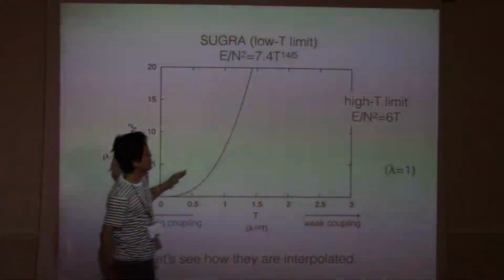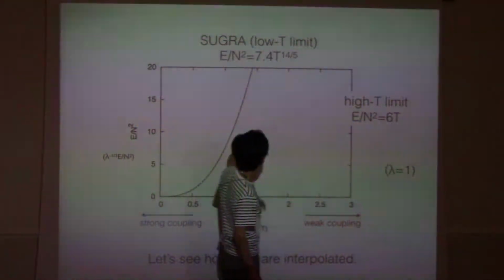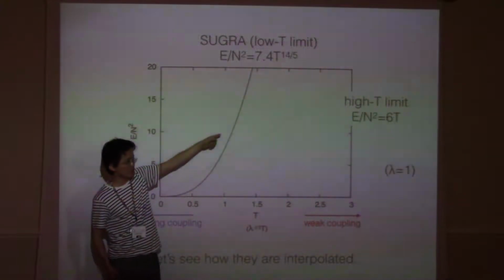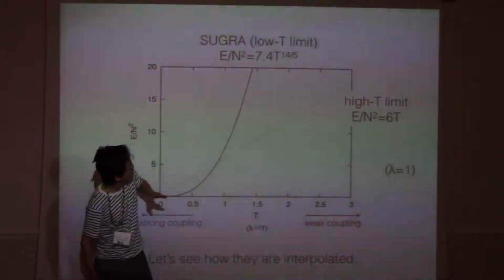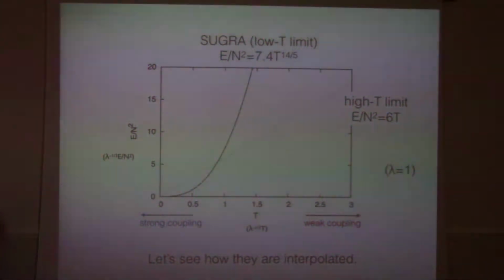At weak coupling, energy should scale like this. At strong coupling, low temperature, if the duality is correct, the energy measured in gauge theory should go close to this curve. Is there an easy way to understand the 14/5? From the gravity side, we can understand. From the gauge theory side, there is no good derivation.